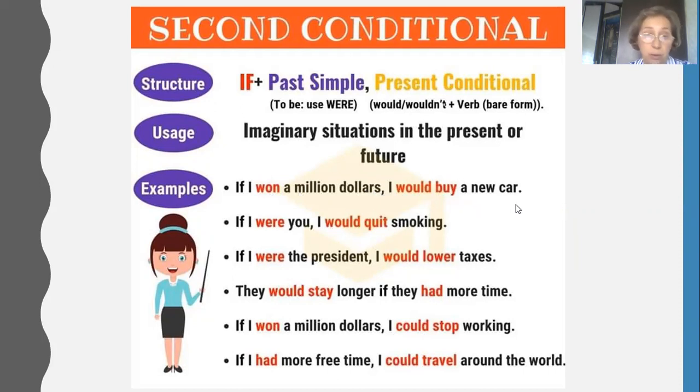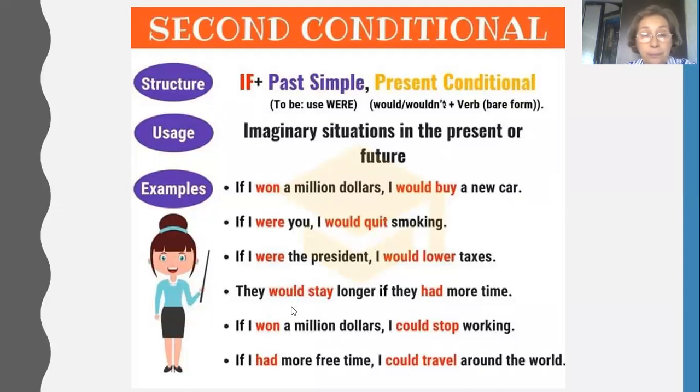This is an imaginary situation, unlikely to happen. So if I were you, I would quit smoking. Of course, it's impossible to be in that place, to replace the other person. So that is why the second conditional structure is used here. Then, if I were the president, I would lower taxes. But the person understands that he won't be a president.